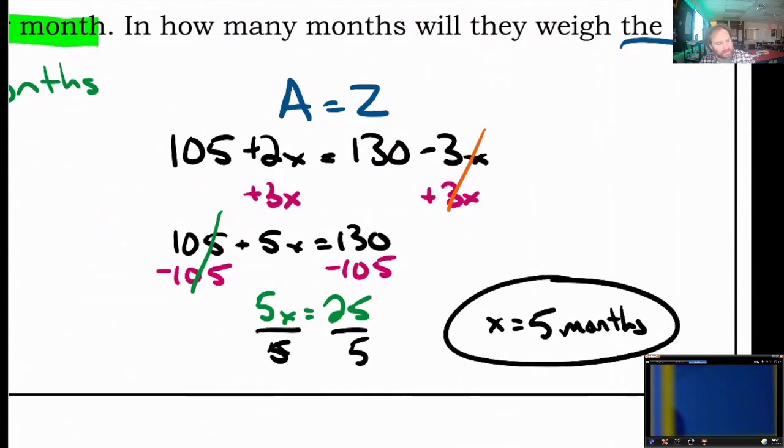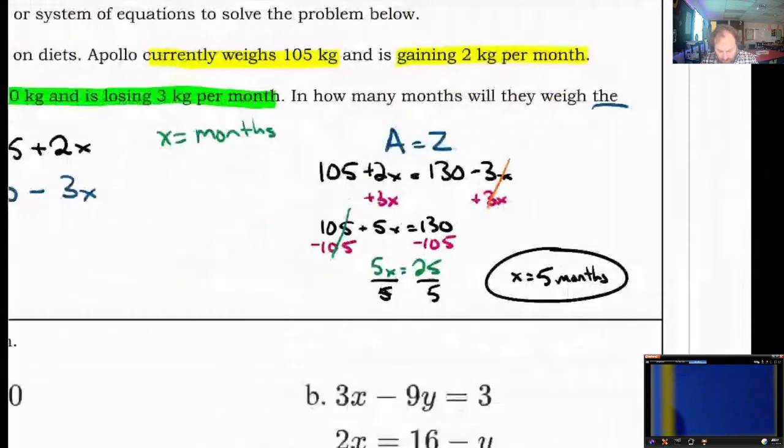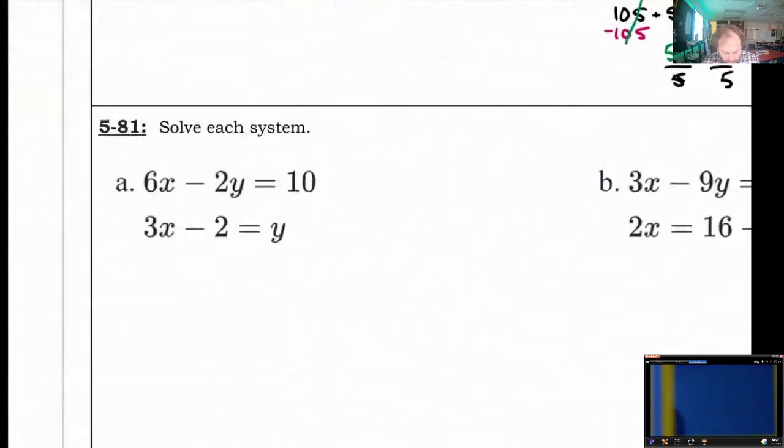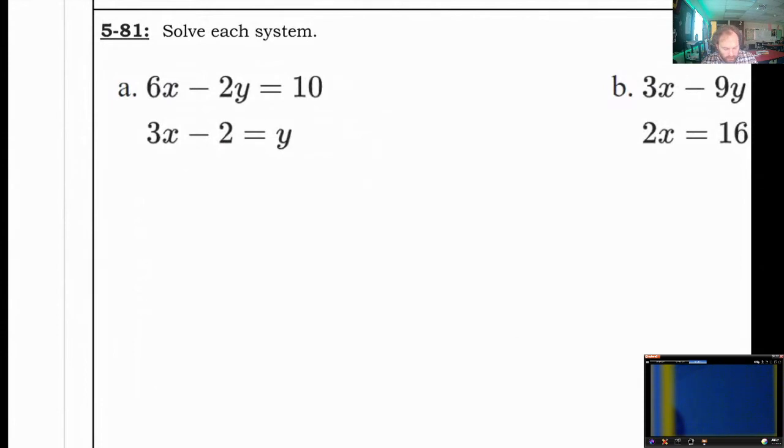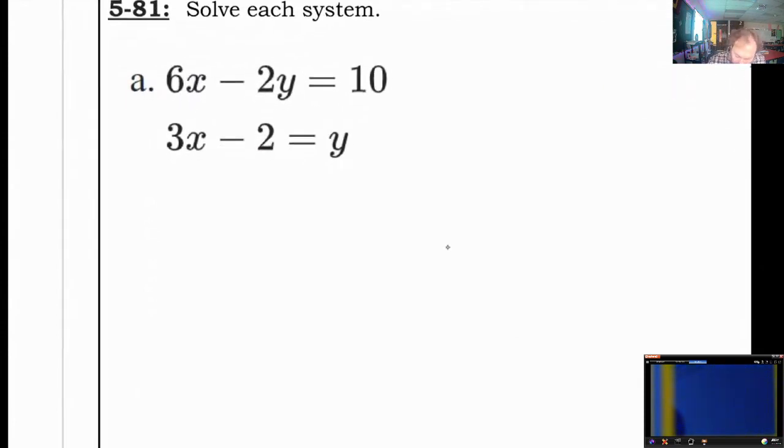When all is said and done. Pretty cool. And then down below we have a series of systems of equations to solve. So let's have some fun here. This first one is going to be a substitution system because they tell us that y is equal to 3x minus 2. So let's replace that y with 3x minus 2.